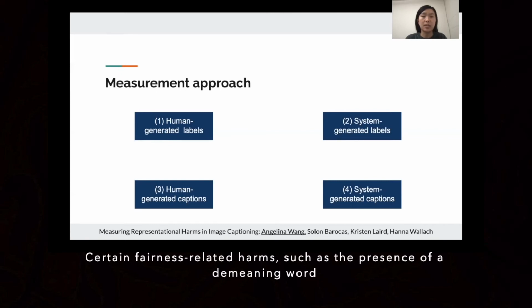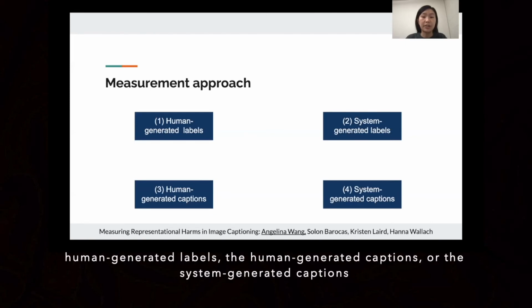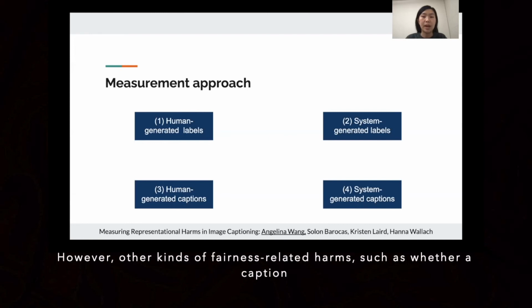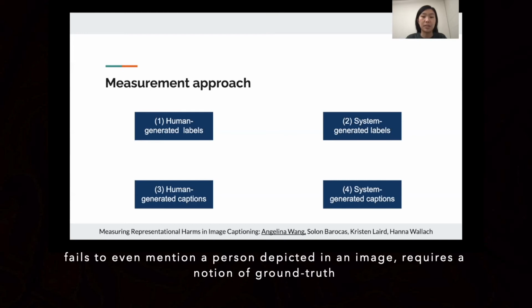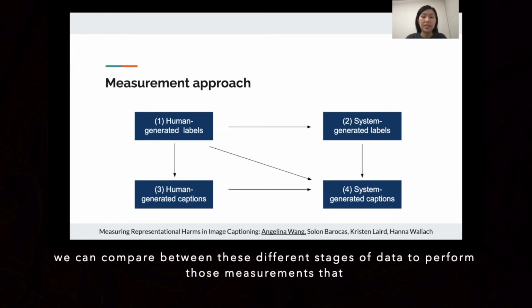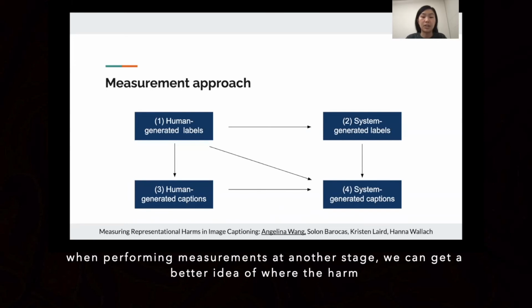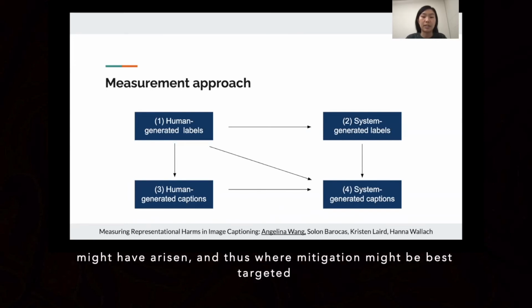Certain fairness-related harms, such as the presence of a demeaning word like a racial epithet, can be measured at each of these stages, for example, in the human-generated labels, the human-generated captions, or the system-generated captions. However, other kinds of fairness-related harms, such as whether a caption fails to even mention a person depicted in the image, require a notion of ground truth to understand whether there was a person in the image that was ignored. Thus, we can compare between these different stages of data to perform those measurements that require some kind of ground truth. And in fact, by using different stages as ground truth when performing measurements at another stage, we can get a better idea of where the harm might have arisen, and thus where mitigation might be best targeted.